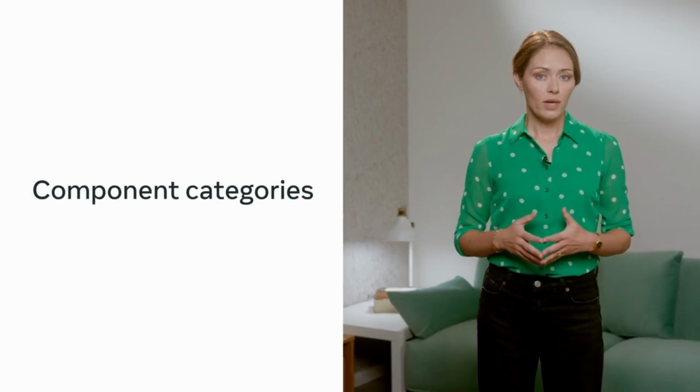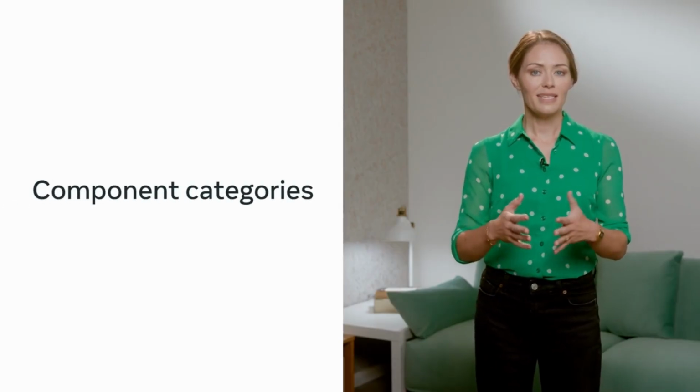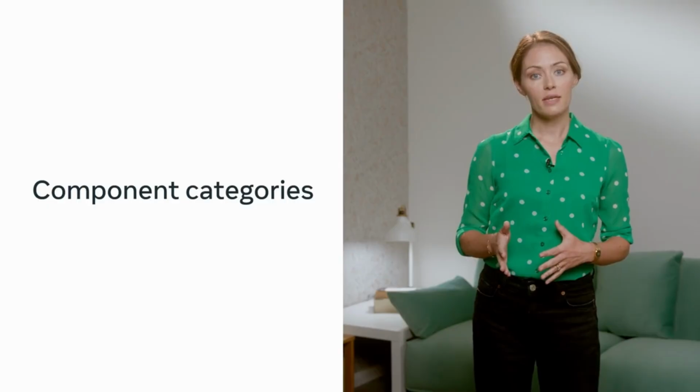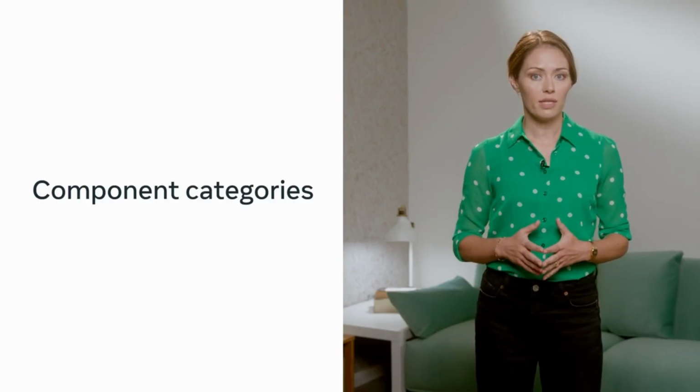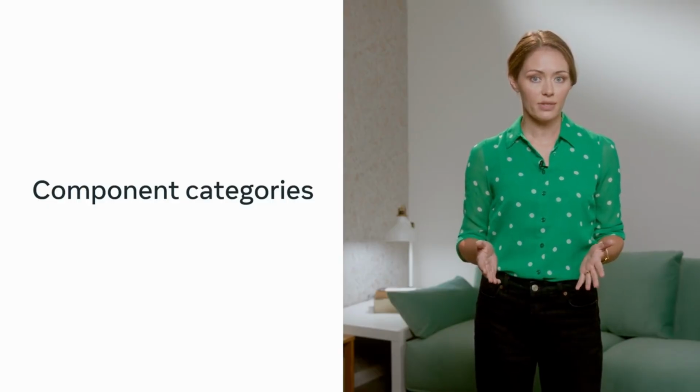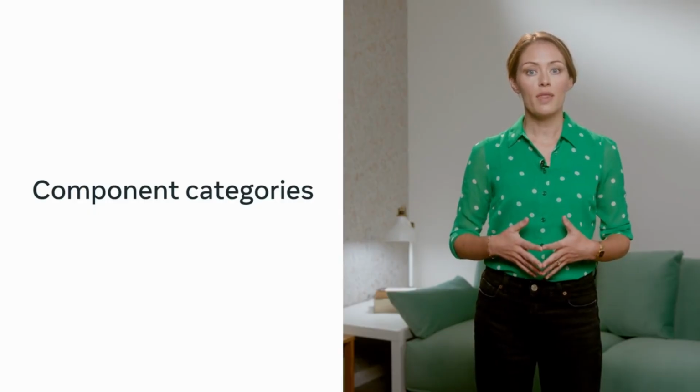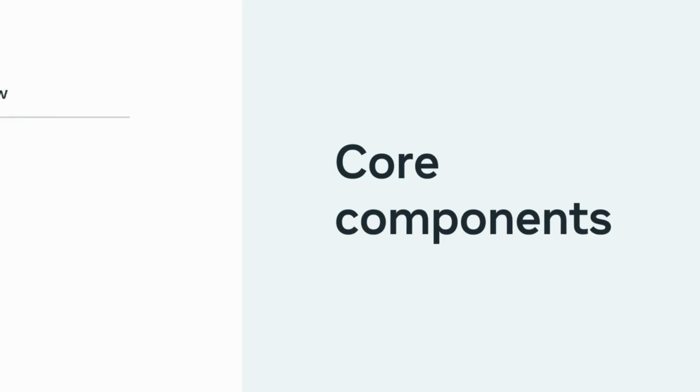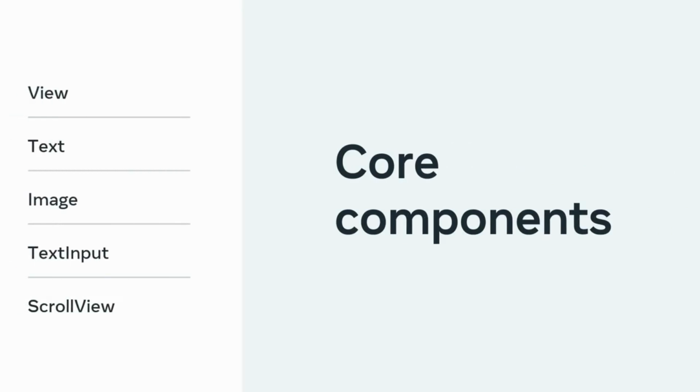You might be wondering what these categories mean. Let me tell you more. React Native comes with several core components that do not require any additional packages and comes with the React Native package. These core components include view, text, image, text input, scroll view, and many more. They are ready-to-use native components that you can use to start building your app right away.